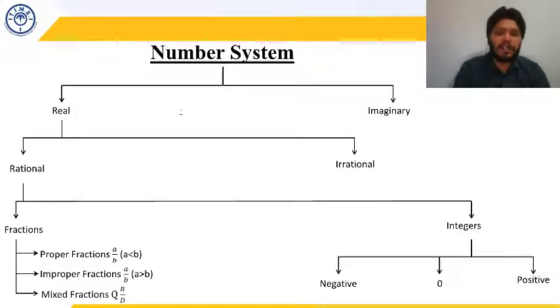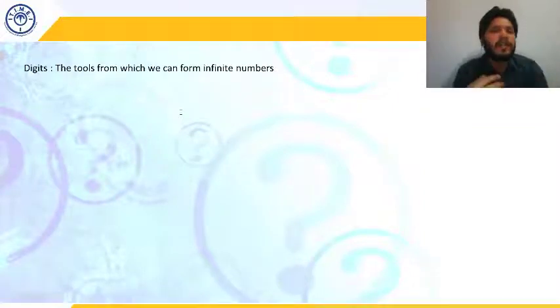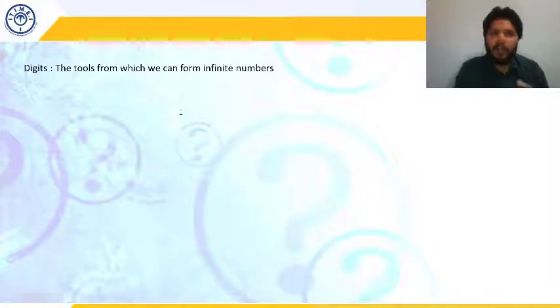And again, integers can be classified into three categories: negative, zero and positive integer. Always remember, zero is neither positive nor negative, it is a neutral number. I hope it is clear. So now let us study one by one what all these things are. So let's study digits. We have already discussed the tools from which we can form infinite numbers. And how many digits are there? 10 digits, from 0 till 9: 0, 1, 2, 3, 4, 5, 6, 7, 8, 9. All of them are digits. And from the combination of those digits we can form infinite numbers.